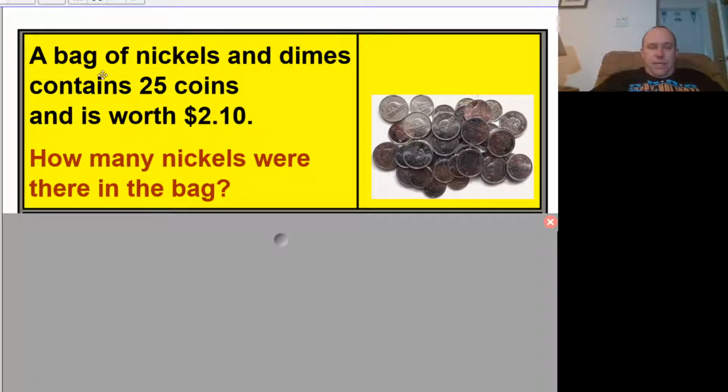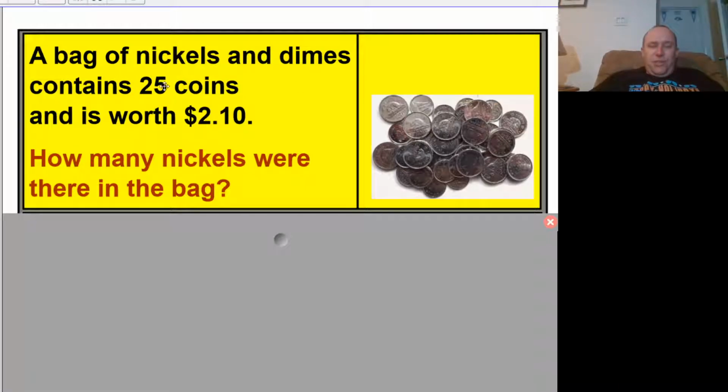So a bag of nickels and dimes contains 25 coins and it is worth $2.10. How many nickels were there in the bag? Now, the reason we recognize this as a system of equations is there's two things that we don't know here. How many nickels? How many dimes?